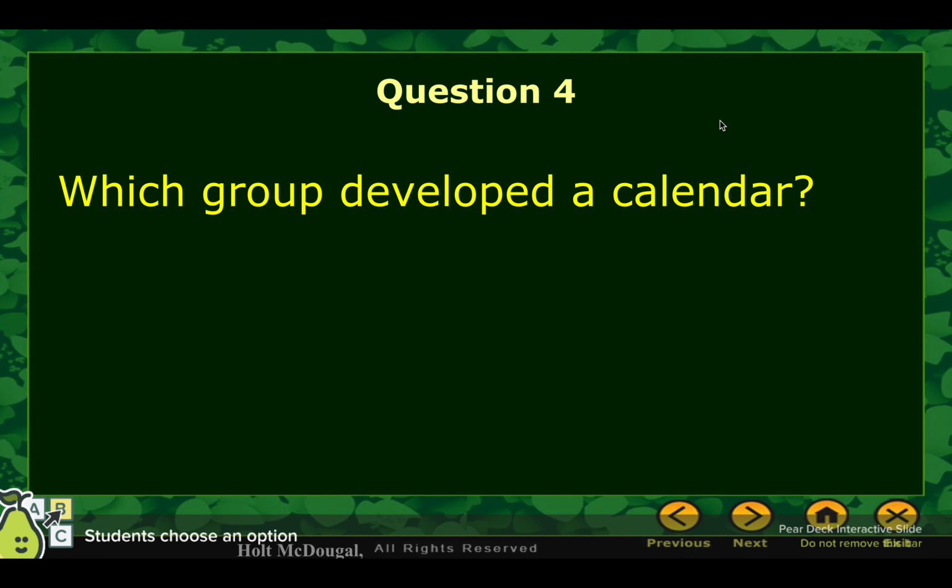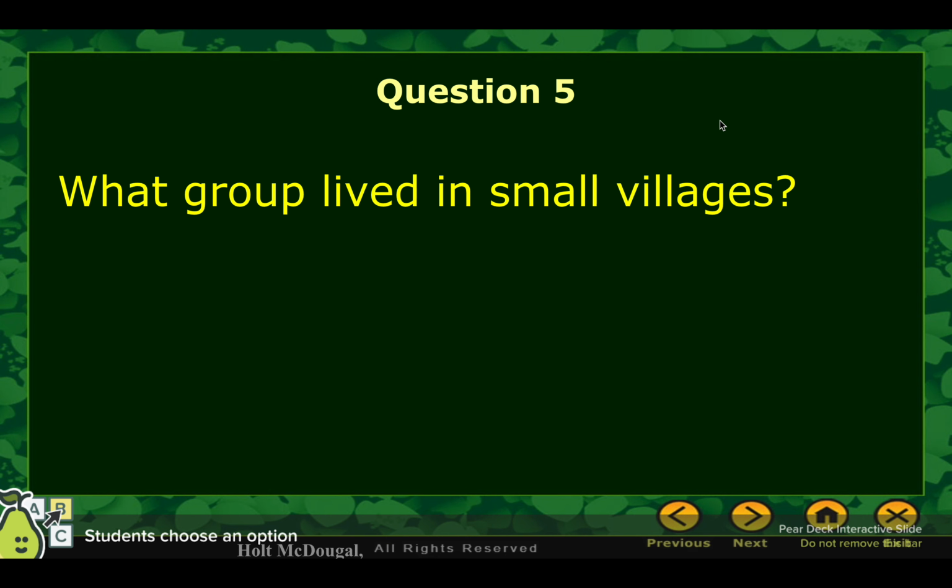So from that information, and this should be question 5, not question 4, which group developed a calendar? The Olmec, the Mayan, or the Aztec? And which group lived in small villages?